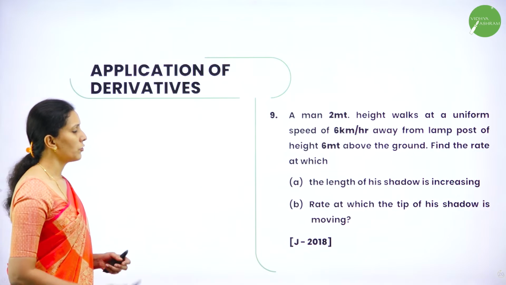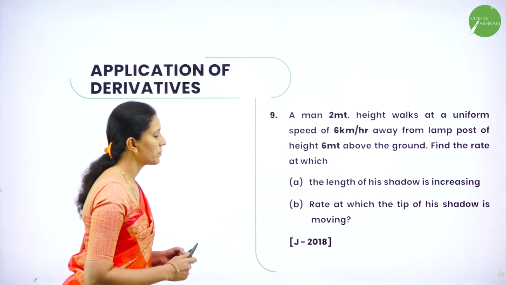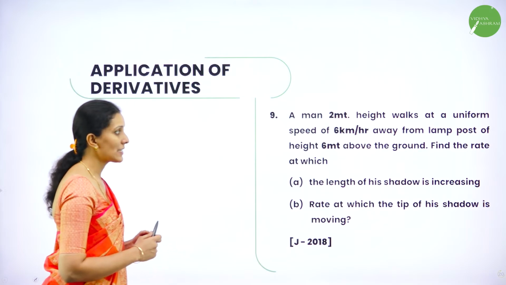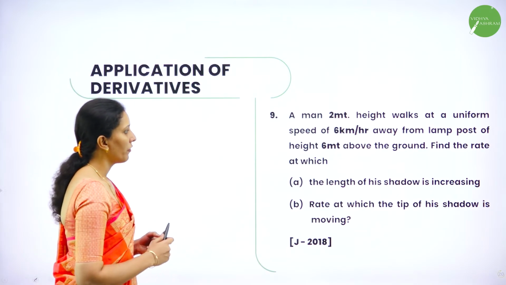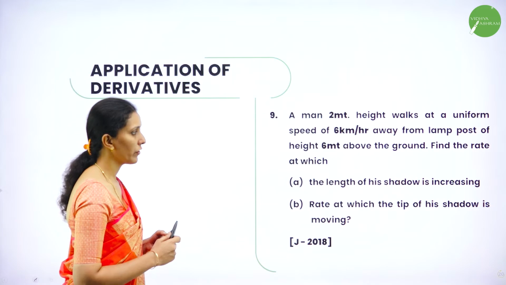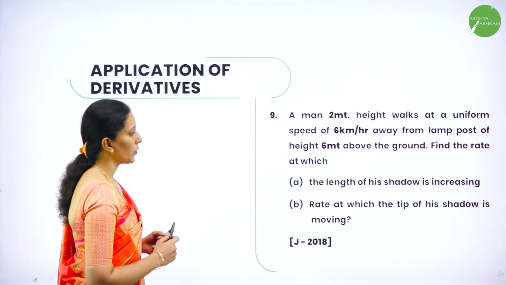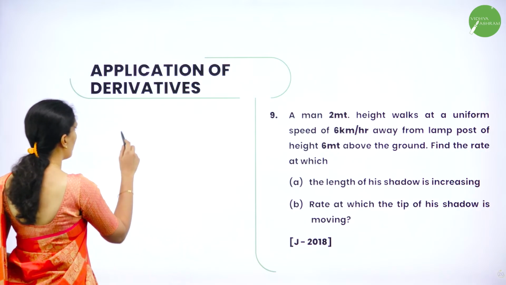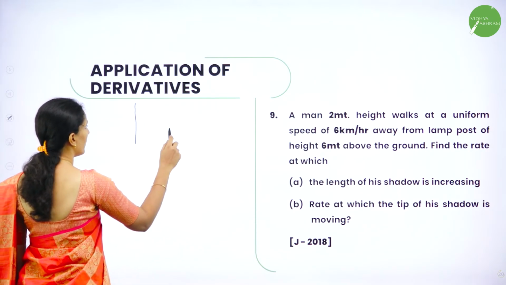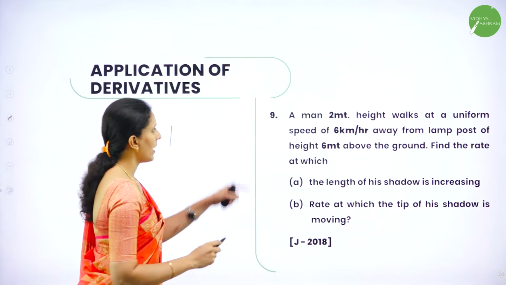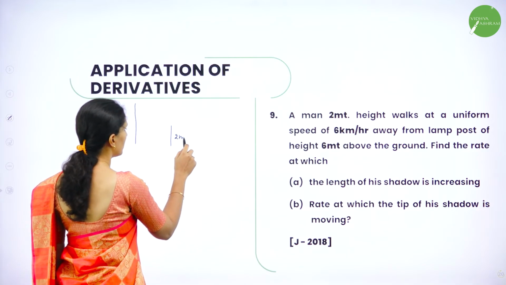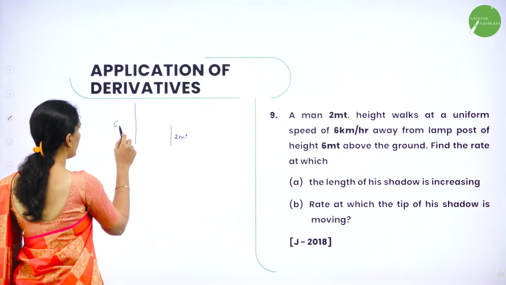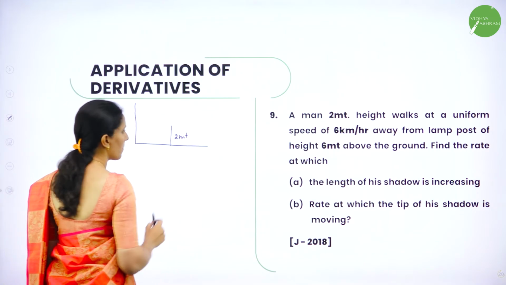A man 2 meter height walks at a uniform speed of 6 km per hour away from the lamppost of height 6 meter above the ground. Find the rate at which the length of his shadow is increasing, and the rate at which the tip of his shadow is moving. So here is a lamppost and here is a man. The given height of the man is 2 meter and the height of the lamppost is 6 meter above the ground. So this is the ground.